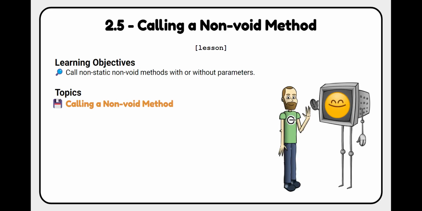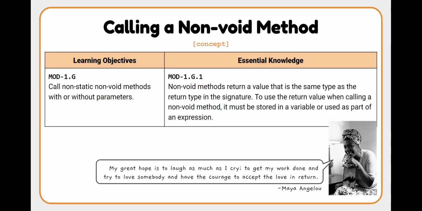Welcome back, everybody. 2.5, calling a non-void method. Our learning objective, we want to call non-static, non-void methods with or without parameters. We have one topic today, calling a non-void method. Our learning objective, call non-static, non-void methods with or without parameters.